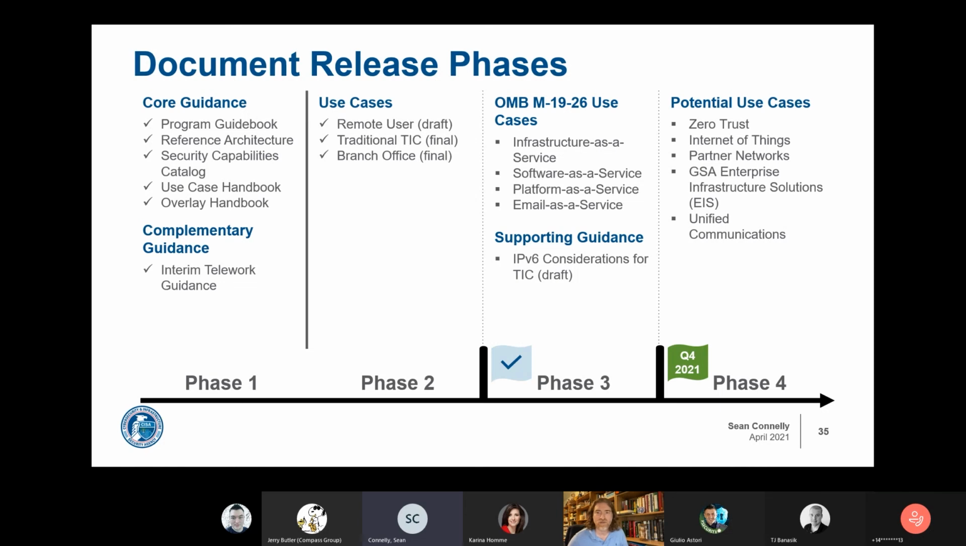Ideally, we're working out some other use cases. Everyone's asking about zero trust. Ideally, we come out with a zero trust use case, an Internet of Things use case, possibly one toward R&D or partner networks, and a couple more. But again, that's all phase 4, and right now we're focused on getting through phase 3.